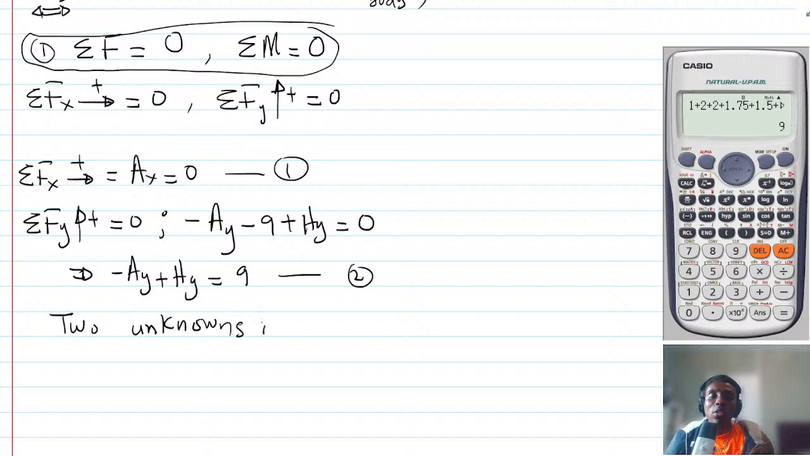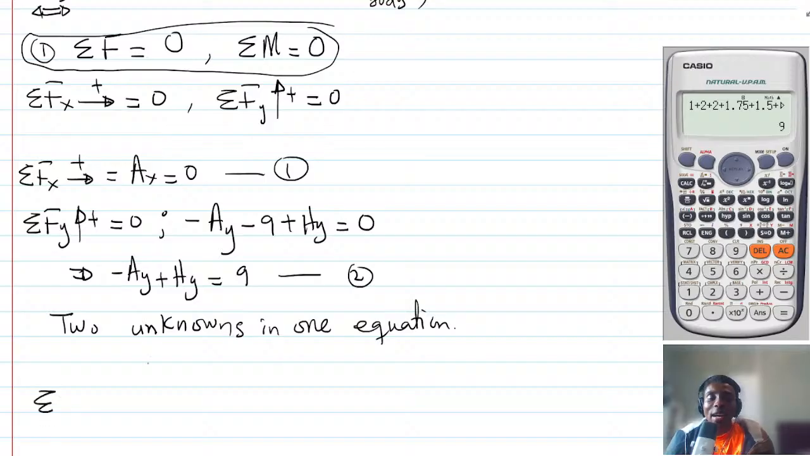Two unknowns in one equation. It means we need another equation, because if you have two unknowns and two equations, you should be able to solve. Now the question is, where is the other equation going to come from? So the other equation is going to come from moment.